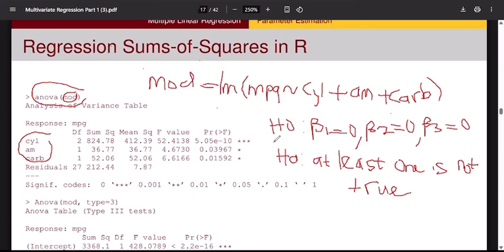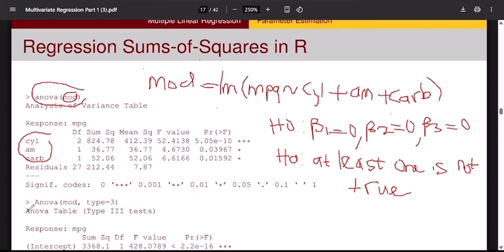you know what the H naught is talking about? The H naught is saying that we don't need covariates. Beta 1 equal to 0, beta 2 equal to 0, beta 3 equal to 0. It means that H naught represents the intercept model. Now the alternative is saying at least one is not true. And the only way to investigate that is to do ANOVA on the model.